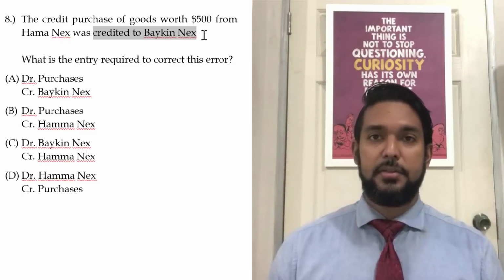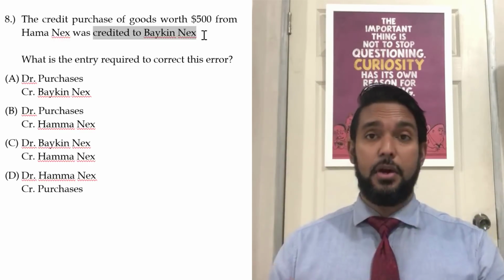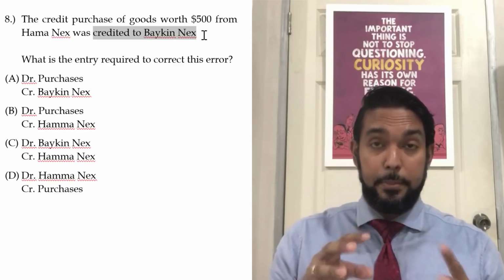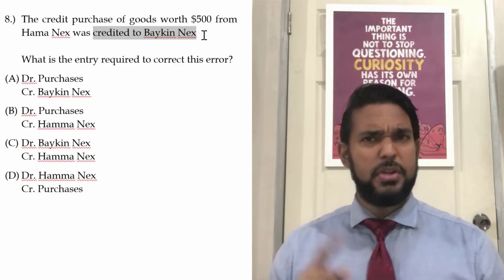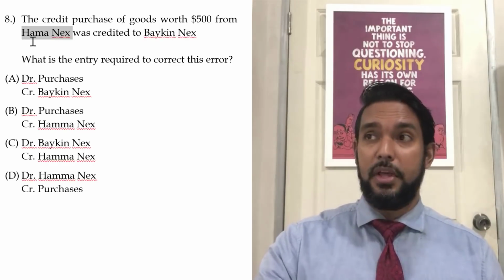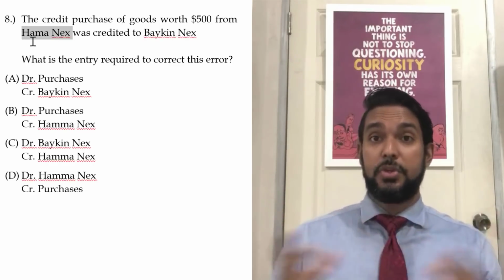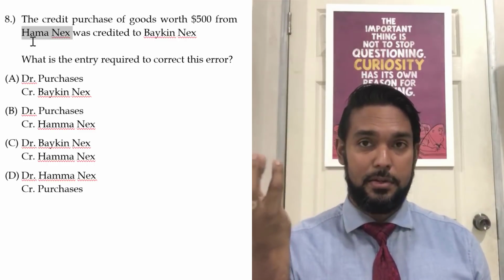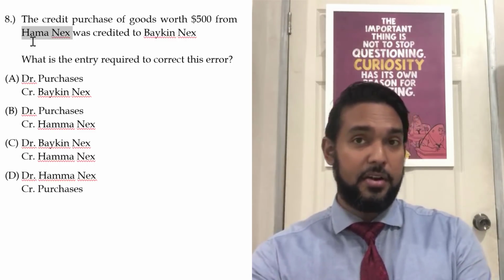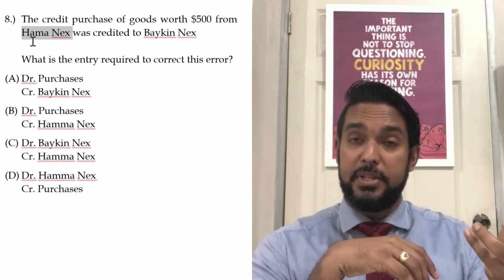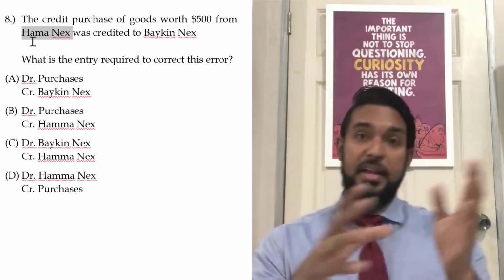How do we undo that? We have to go on the opposite side of the account and debit it for the same amount, 500. So we're going to debit Bacon X. Where was the credit supposed to go in the first place? It was supposed to go in Ham and X's account. Therefore, we have to put a credit there. So that's what's going to happen. You're going to debit, in this case, to remove the incorrect entry, which was an incorrect credit. And then we're going to have to do the right thing. We're going to have to credit where it was supposed to go in the first place. So you undo the wrong and you do the right.